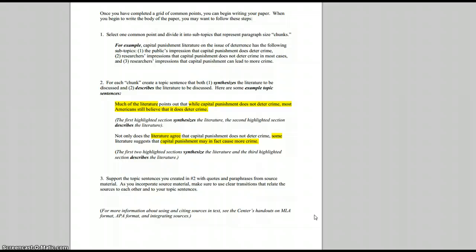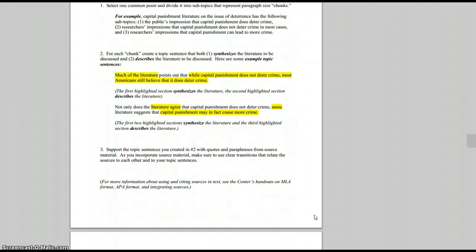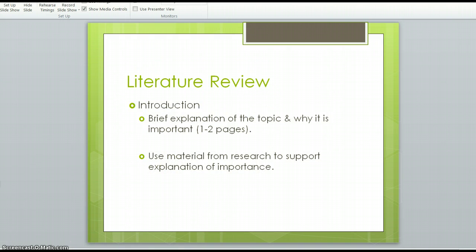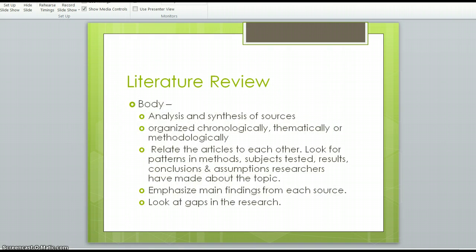Then again you have another example. After a sentence like that does the synthesis and the description, at the beginning of a paragraph, that's when you draw upon specific studies to support that synthesis claim that you're making. You would say, for example, so-and-so's work on such-and-such. You get the idea. You move on from there.